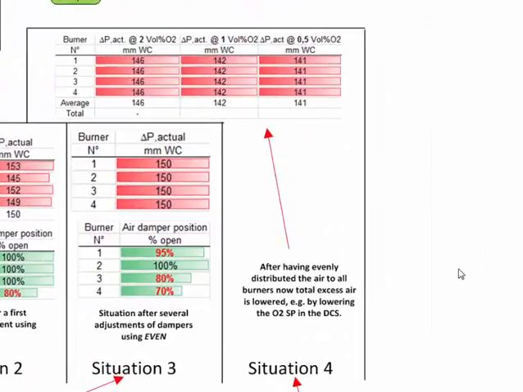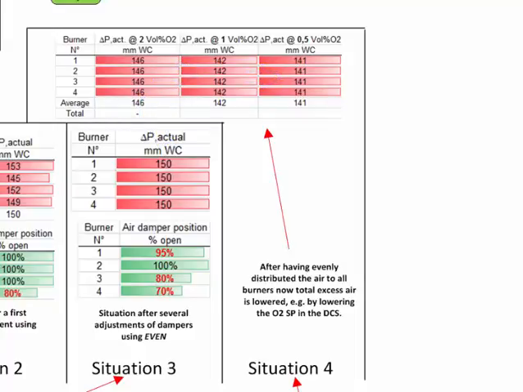In both cases, the pressure drop variance remains the same, only the absolute value goes down as the airflow goes down. You can see that a reduction from 3 to 2, 1, or only 0.5 volume percent of oxygen doesn't translate into a big difference in the absolute pressure drop. In the example, it drops from 150 to 146, 142, or 141 millimeters of water column respectively.